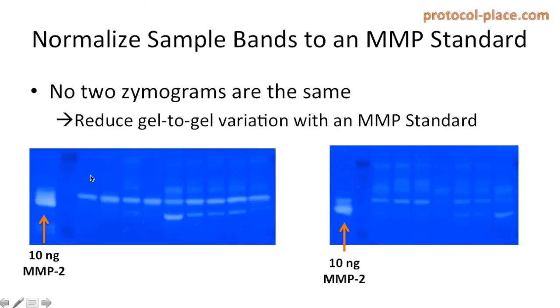So if we just take the MMP activity that we measure in each of our samples and divide it by the MMP activity in our standard, all of our samples are going to be relative to 10 nanograms of MMP2. That way, if we're trying to compare samples in this zymogram with samples from that zymogram, we're not going to have variations in our measurements just due to differences in the zymograms themselves. Everything is going to be relative to a standard.